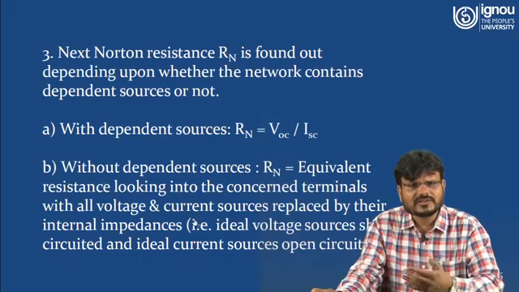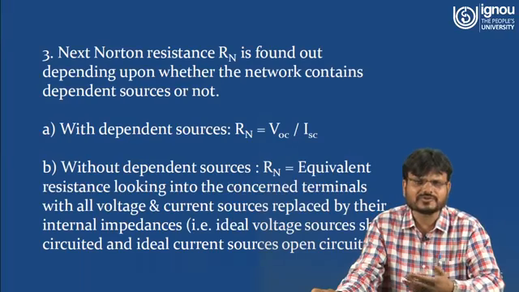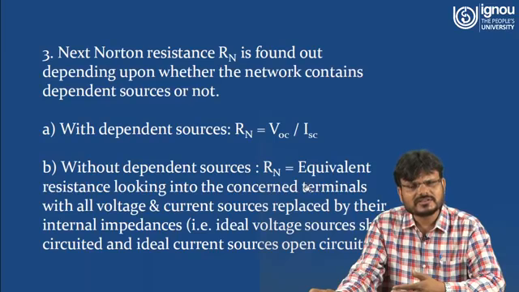The second case is what? If there are only independent sources, like the ideal voltage source or the ideal current source, then the Norton resistance is the equivalent resistance looking into the concerned terminals with all voltage and current sources replaced by their internal resistances.